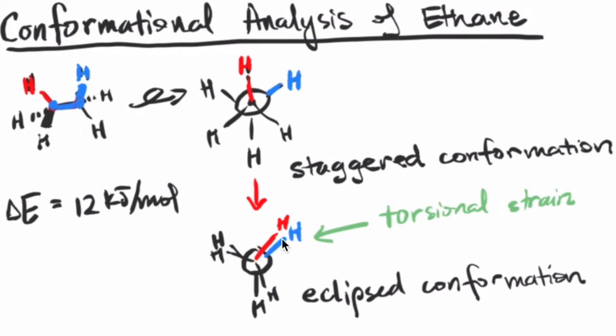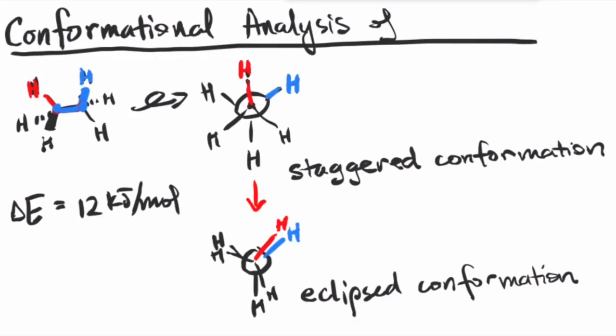This torsional strain is therefore absent when you have a staggered conformation, when these bonds are not overlaying on top of one another. All right, so we'll use these same images to now take a look at the conformational analysis of propane, adding one more carbon to our structure. So instead of that hydrogen being just a hydrogen, now it is a methyl group, a CH3.